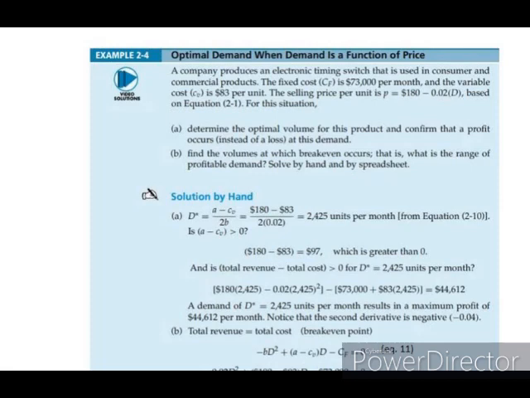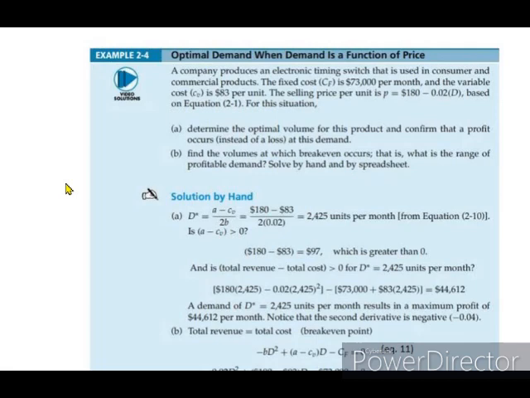Okay, so a company produces an electronic timing switch that is used in consumer and commercial products. The fixed cost, or C sub F, is $73,000 per month, and the variable cost, or C sub U, is $83 per unit. The selling price per unit P is equal to $180 minus 0.02 multiplied by demand, because the demand is a function of price here.